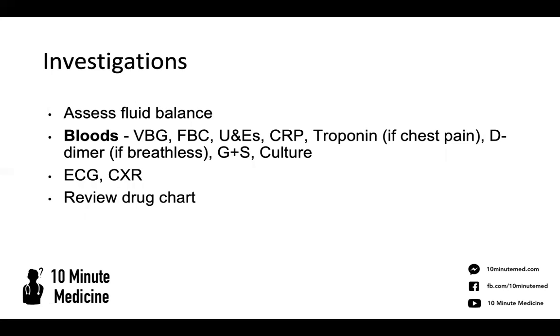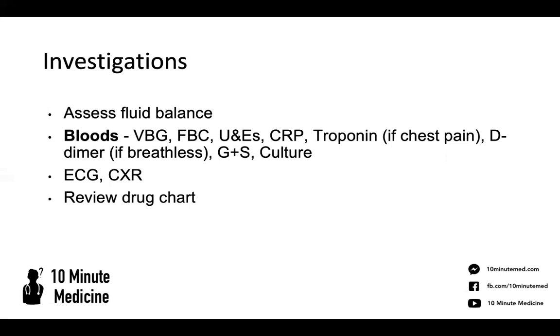So you want to assess fluid balance. You want to do a full set of bloods, so VBG for lactate, full blood count, U's and E's, CRP, troponin if they're reporting chest pain, D-dimer if they're breathless, and then also do a group and save just in case there's a hemorrhage, and then do blood cultures. You don't have to do the cultures, but of course in a patient like this, they may not be spiking a temperature, but could be in sepsis regardless. So it's worth always just taking that blood culture when you're doing a full set of bloods.